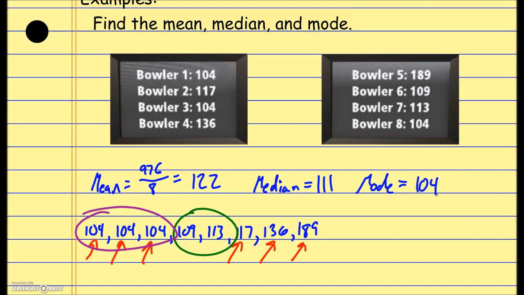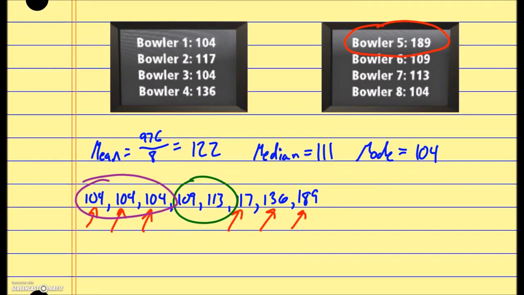More likely, I would say the median is a good representation of this. The reason it's not the mean this time, usually we tend to go with the mean, but we've got one value that's unlike the rest of the data values here. This guy right here, bowler number 5, should not be participating with the rest of these bowlers because he's way above their average. He's much better than the rest. He's an outlier. And so the best representation of this data is probably the median because the mean is skewed by that really high value.